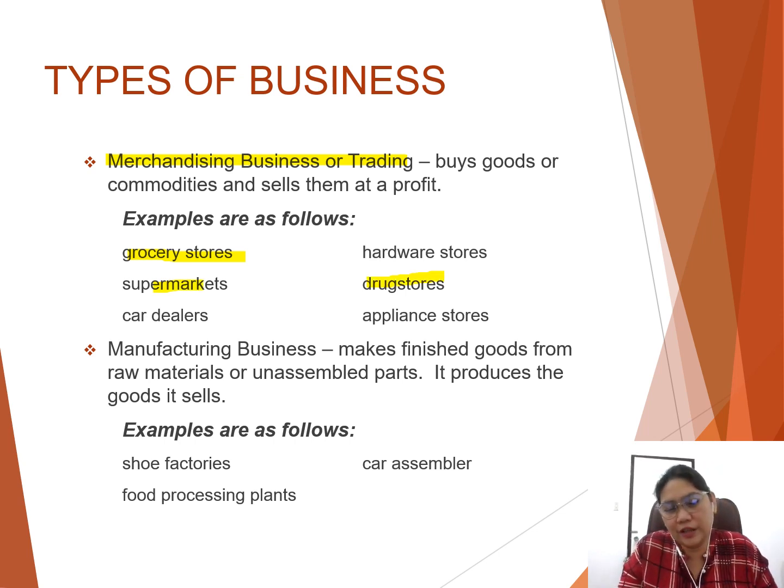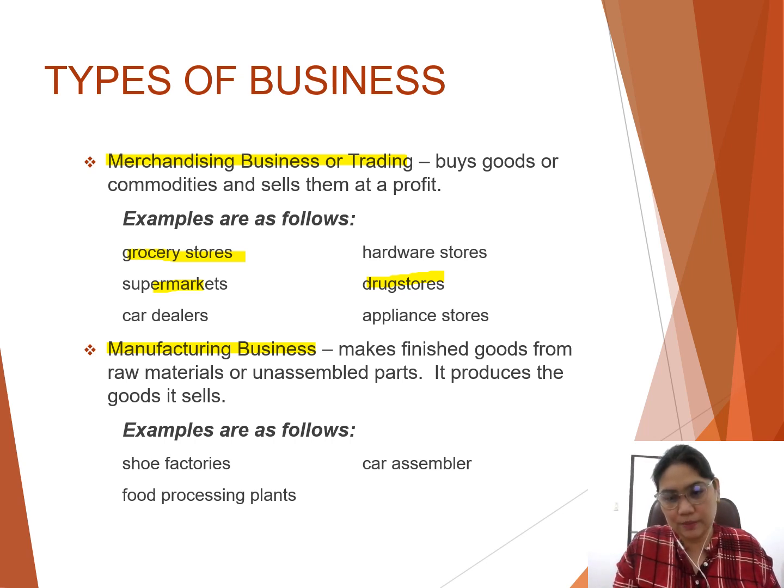Okay. So, dito meron tayo tinatawag na tangible product. Yun nga lang, binili na, finished goods na yung product. Pero, pag sinabi nating manufacturing business, ito naman yung gumagawa ng finished goods from raw materials or unassembled product. So, ang binibili nila ay materials and then kino-convert nila ito into finished product. Example nito, shoe factories, food processing plants, at saka car assembler.